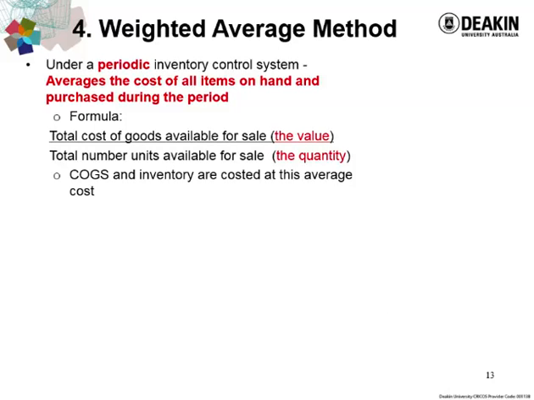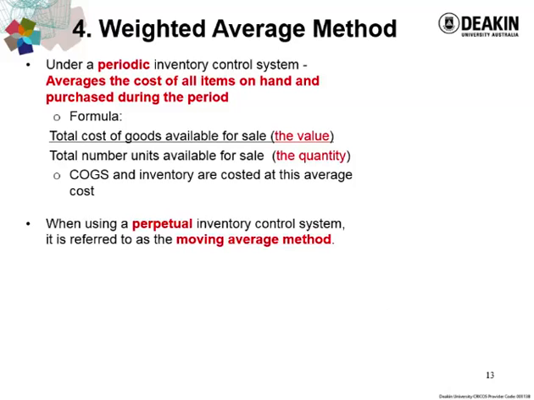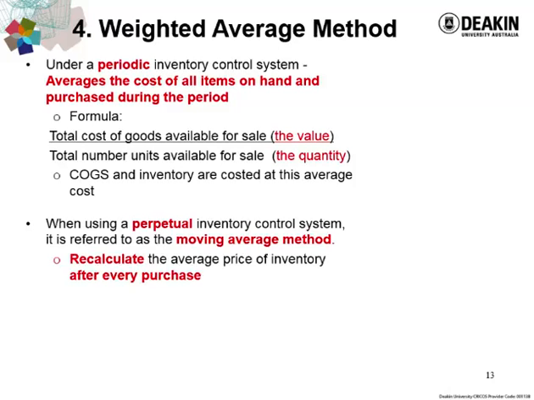On the other hand, if we use a perpetual method, we need to recalculate the average price after each purchase, and we will look at some examples later. So this assumption is simple and it reduces the chances for manipulation because we average out the inventory cost for a particular period, and it can be used for both perpetual and periodic methods as well.